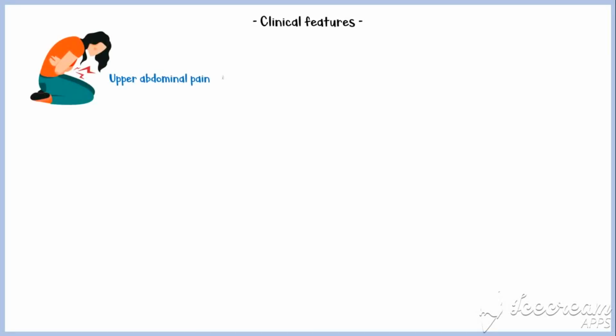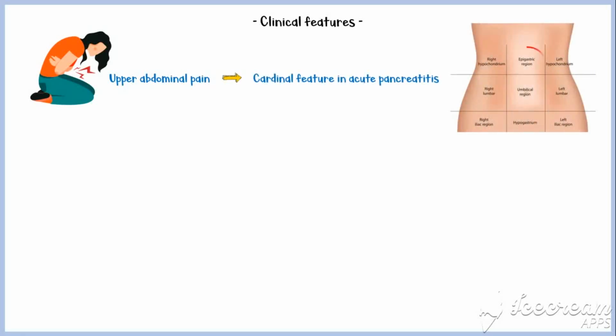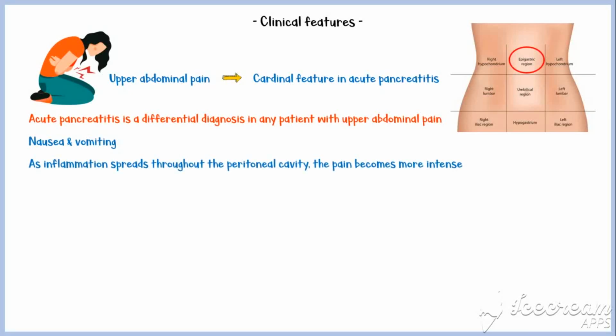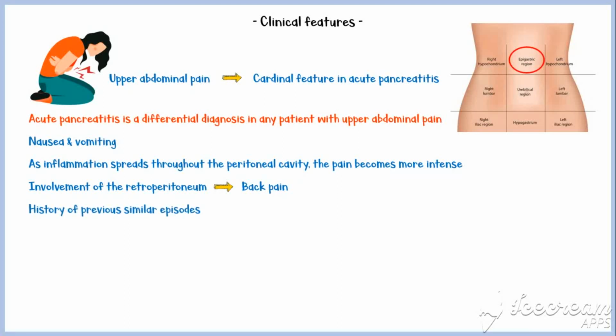Upper abdominal pain is the cardinal feature in acute pancreatitis. The pain usually begins in the epigastric region. Acute pancreatitis is a differential diagnosis in any patient with upper abdominal pain. Abdominal pain is often accompanied by nausea and vomiting. As inflammation spreads throughout the peritoneal cavity, the pain becomes more intense. Involvement of the retroperitoneum may lead to back pain. And patient may give a history of previous similar episodes.